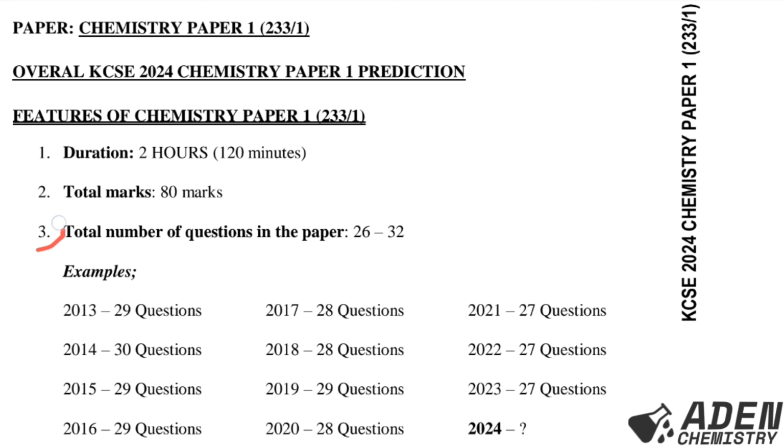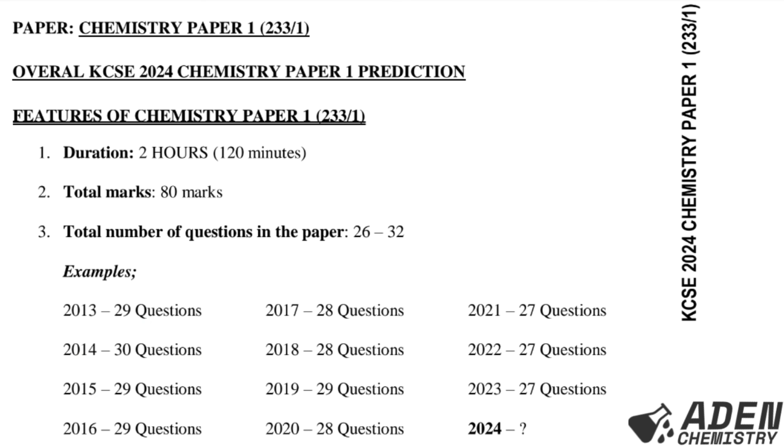So number 3, let us know the total number of questions in the paper 1 chemistry. It can have a range of 26 questions all the way to 32 questions. So let's see examples. Here we are going to start from 2013 all the way to 2023. In 2013, the number of questions in that paper was 29 questions. 2014, we were having 30 questions.